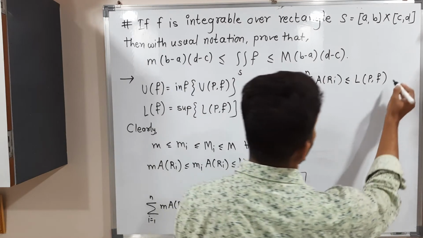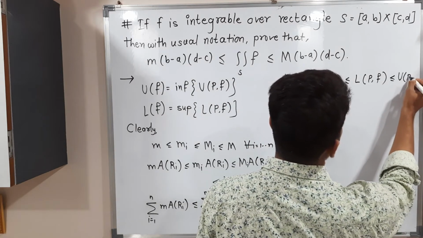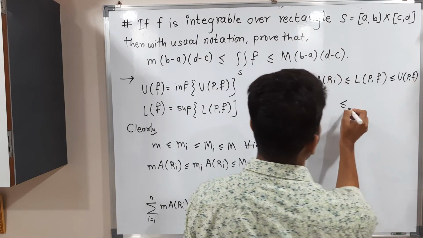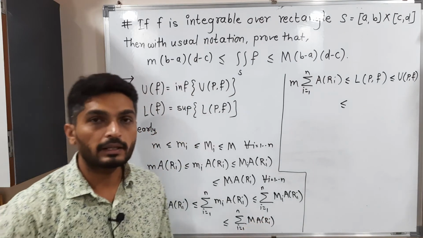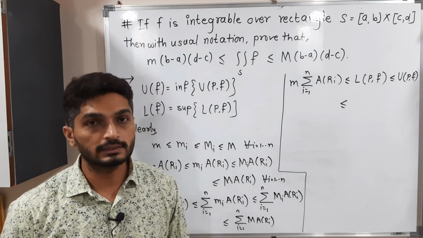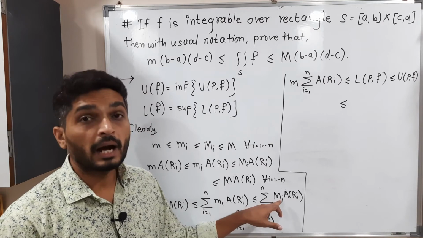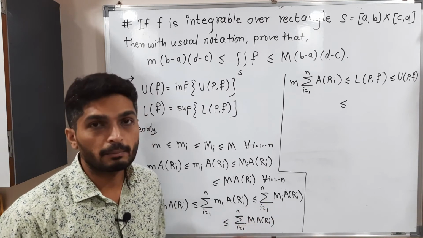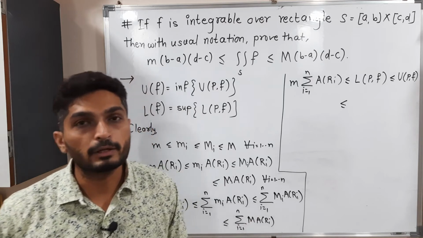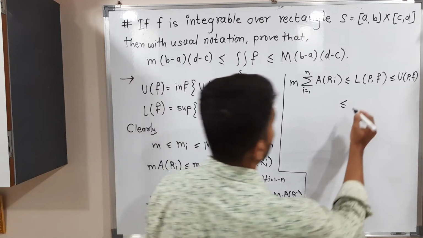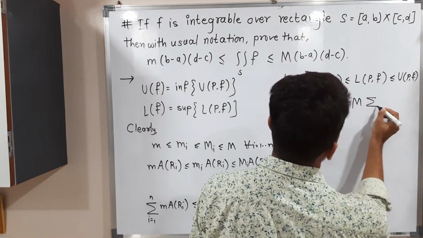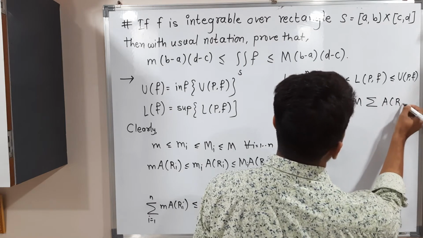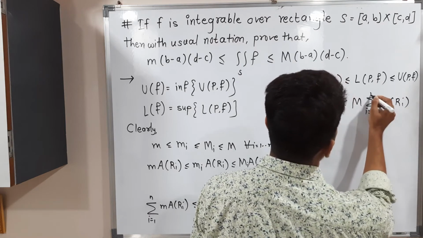So this is less than or equal to UPF, and this is less than or equal to, see here what will happen, capital M is also independent of the summation. Here i is there, so that's why it is not independent of summation, but here M has no i, so it is independent of summation and will come outside. Capital M summation of area of Ri, i running from 1 to n.